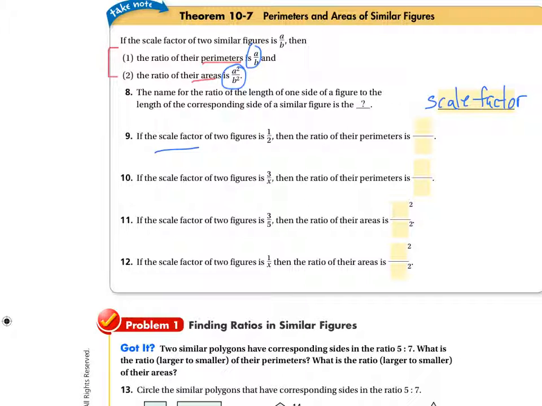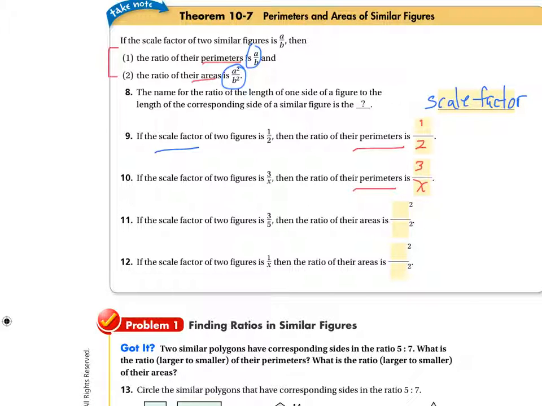So question 9, if the scale factor of two figures is 1 to 2, then the ratio of their perimeters is what? According to what they just said above, if the scale factor is 1 to 2, what's the ratio of their perimeters? Perimeters is to what power? First power, so it's still 1 to 2. If the scale factor of the two figures is 3 to x, then the ratio of their perimeters is what? 3 to x. So that doesn't change.